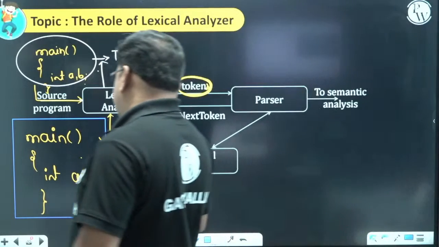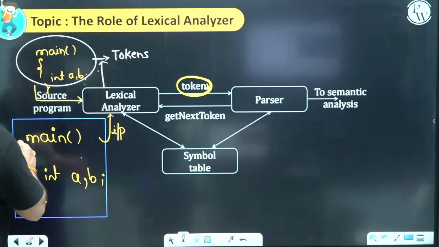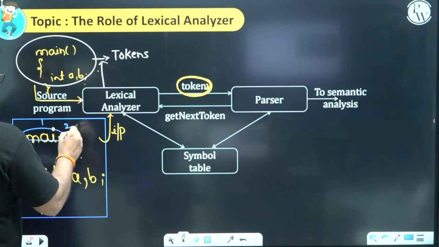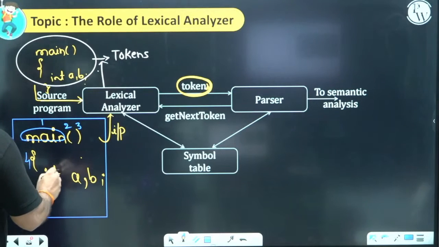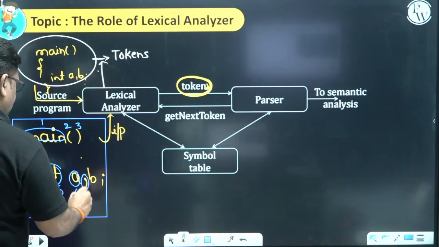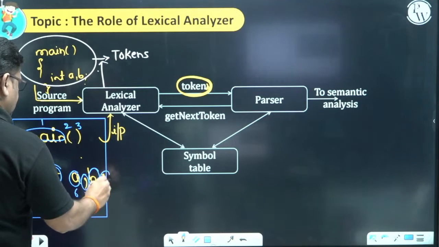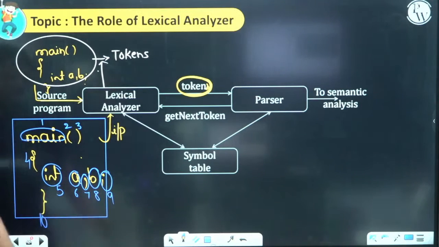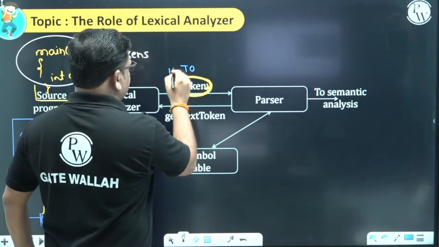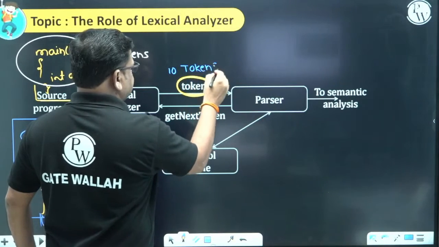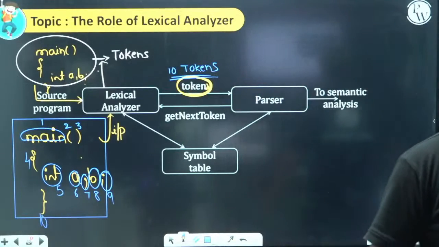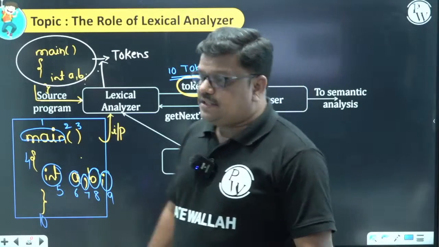Very good. All this comes under one token: identifier, 2, 3 special symbol, 4 keyword, 5, 6, 7, 8, 9, 10. So in total, if this is the input to the lexical analyzer, the output will be produced as 10 tokens. Very good. Like this, the token generation.